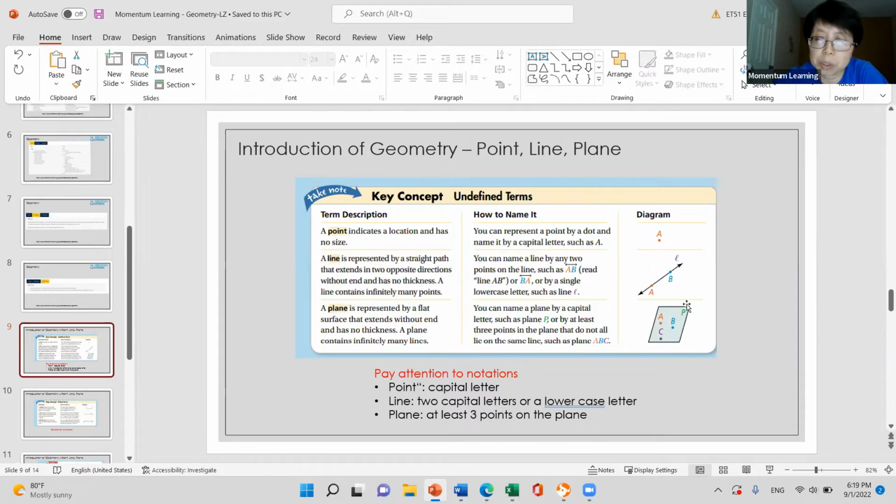The other way is to use only 1 capital letter P, but it's not very common because it's going to be confused with points. So we recommend using the 3 different points on the plane to name the plane. Okay, any questions?